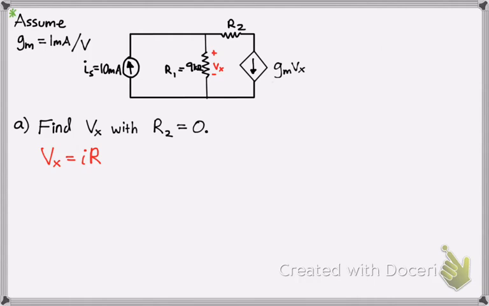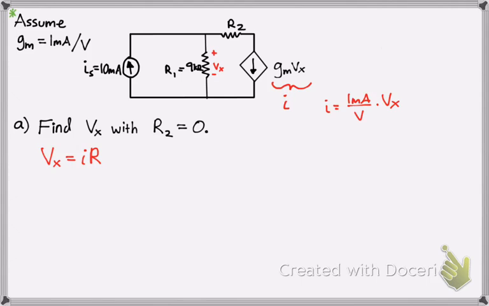If you notice on the right, that dependent current source over there is dependent on the voltage across R1. And given the assumption on the top left that was given in the problem, we know that gm is 1 milliamp per volt. If we multiply that by Vx, the units for volts cancel and you get current, which shows the units for current.